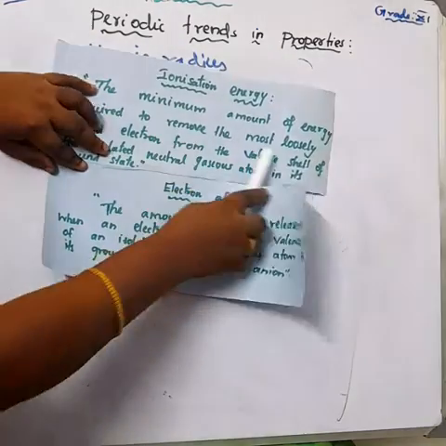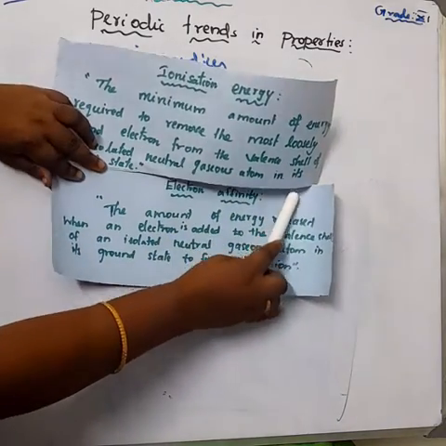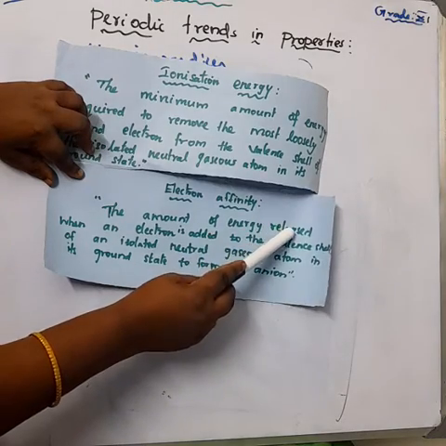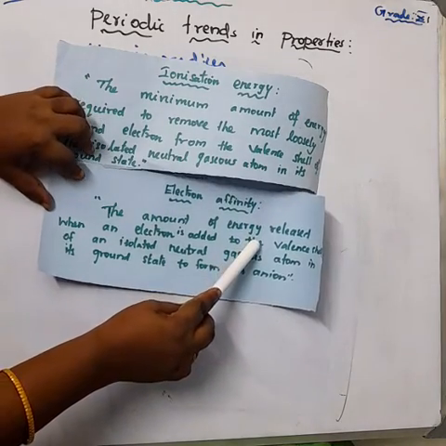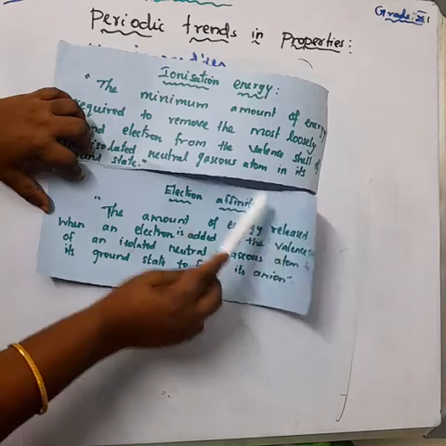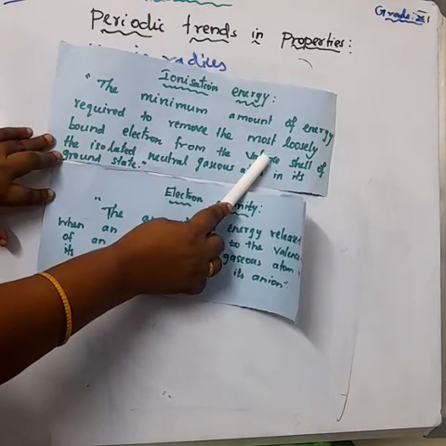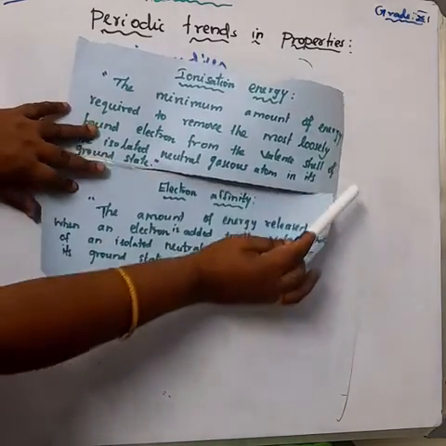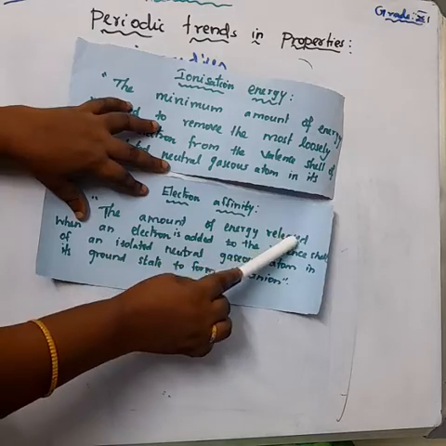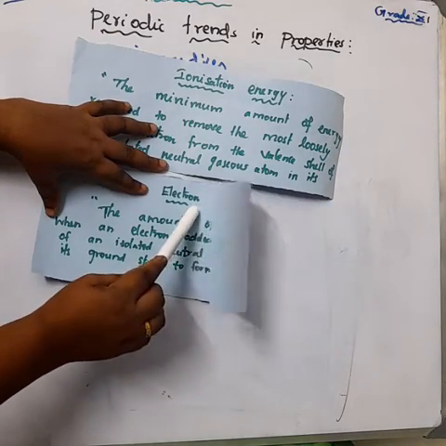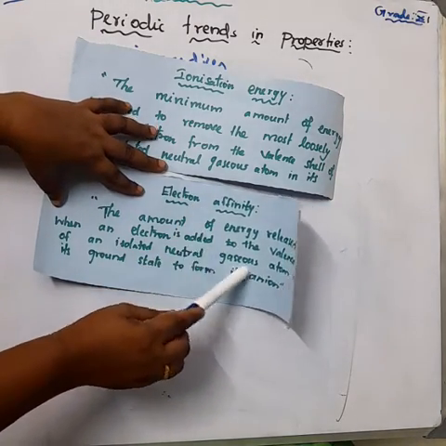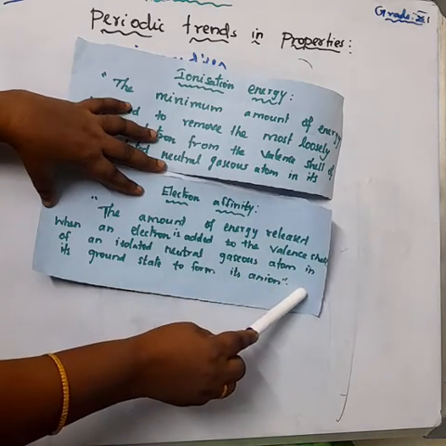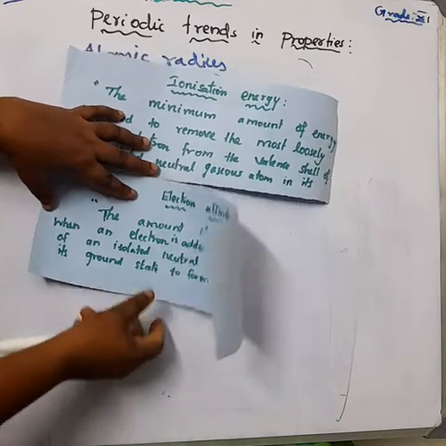Electron affinity means the amount of energy released. When you remove the electron, we should apply energy, that is called ionization energy. When electrons are added to the valence shell, the atom releases energy. Understood?